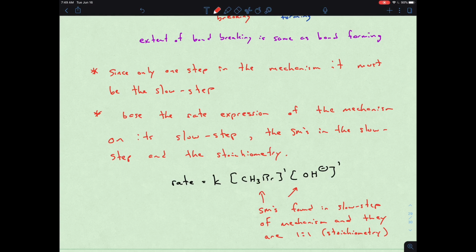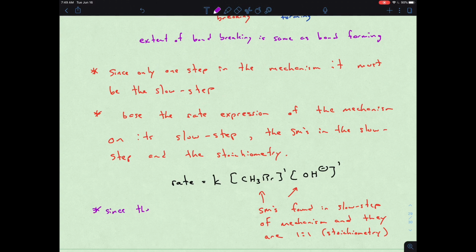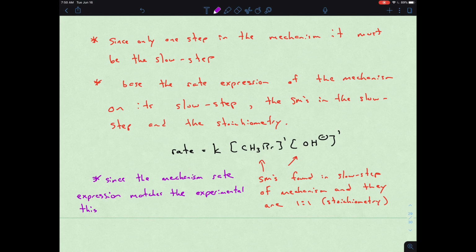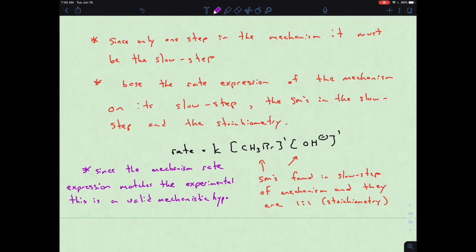So that develops the rate expression from the mechanism, and since the mechanism rate expression matches the experimental, this is a valid mechanistic hypothesis. So that's how we do it.